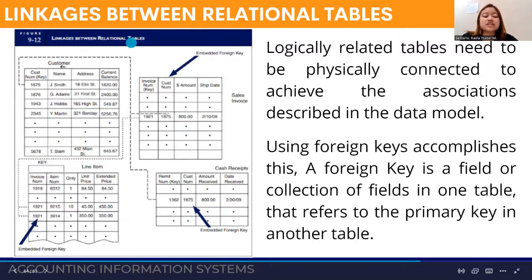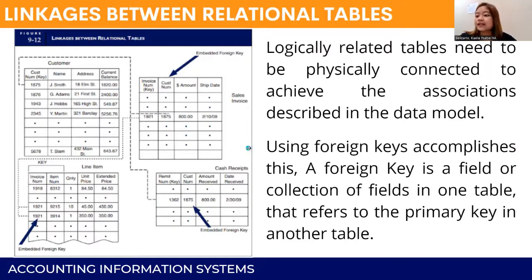As we can see dito sa illustration na to, napakita yung paglilink ng bawat table to each other that makes it easier para maintindihan natin. Yung customer number, nasa sales invoice, and nasa cash receipts, and so on. So, nakikita natin na connected siya sa associations described in the data model.